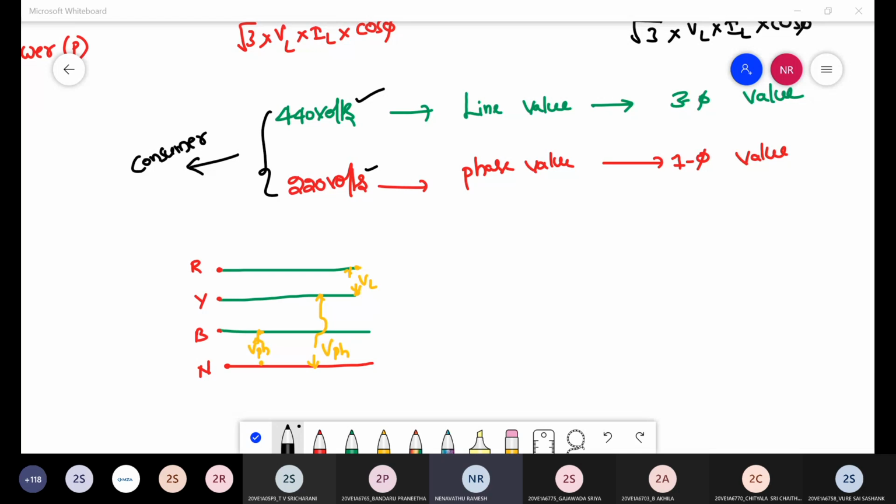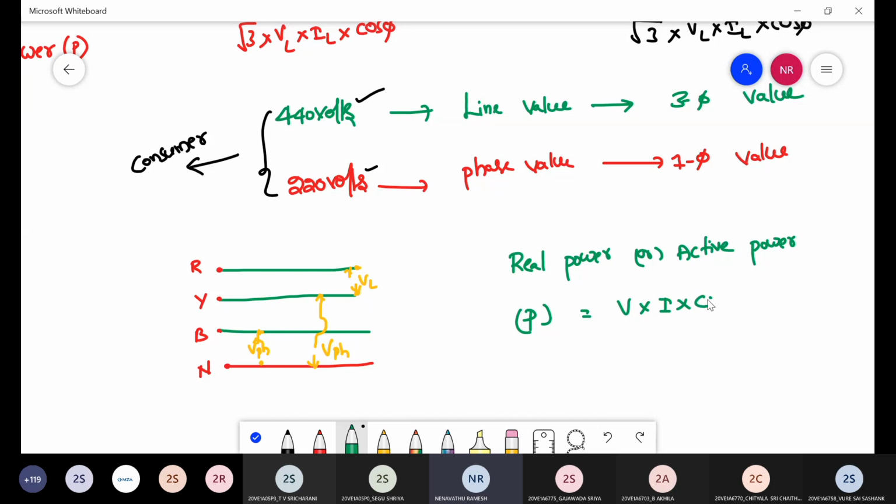Sir, how to find real power and reactive power? Real power is V into I into cos phi. Real power, or active power, that is P is equal to V into I into cos phi.